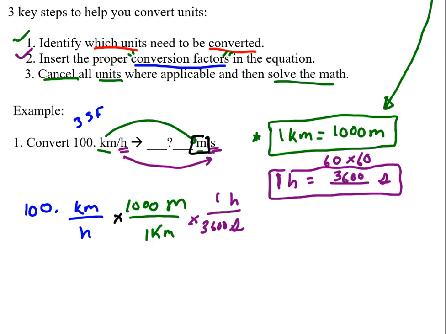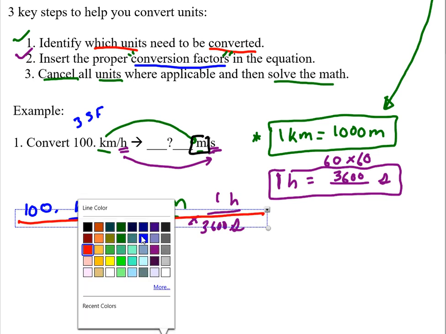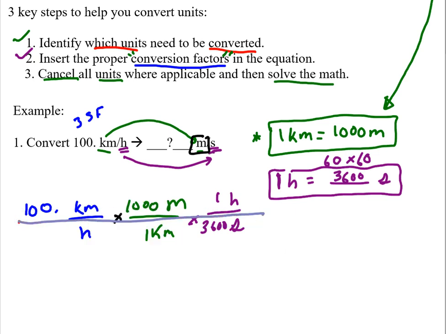So now we take a look at this and think, if this is one solid fraction or mathematical statement, in mathematics, we can cancel out or divide stuff that's common on the top and bottom of a fraction. So what do I mean by that? Well, see how there's a kilometer on the top here and a kilometer on the bottom? Units are just like numbers. We can just cancel them out. Likewise, hours on the bottom and hours on the top, those divide out as well.